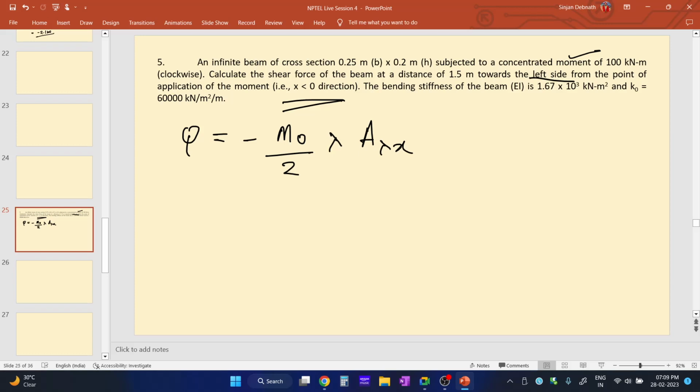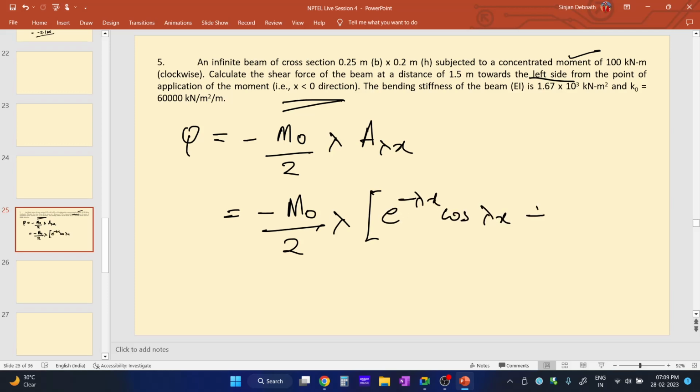So what is A lambda x? A lambda x is e to the power minus lambda x, cos of lambda x plus sine of lambda x.